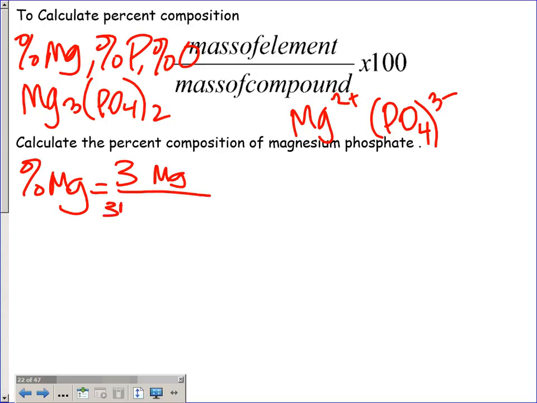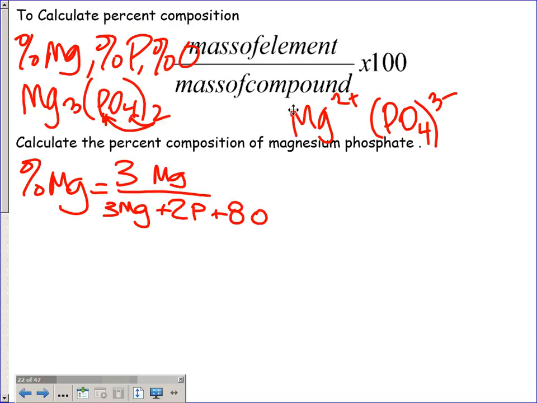So that's 3 magnesiums plus how many phosphori? 2, right? That 2 distributes into the 1, so that's 2 phosphori, or phosphoruses. And how many oxygens? 2 times 4 is 8, correct. Okay, so we've got 8 oxygens.